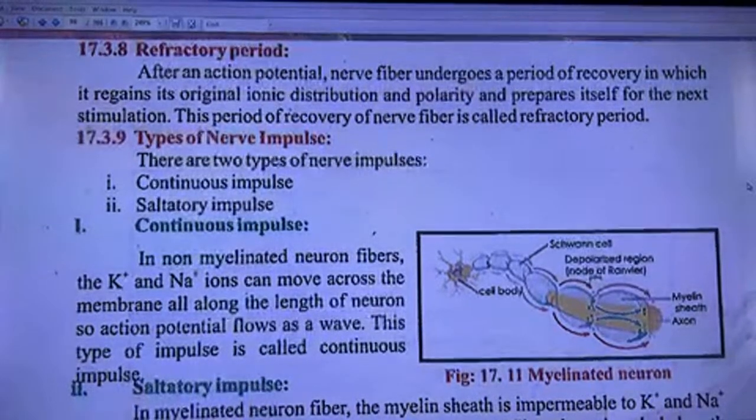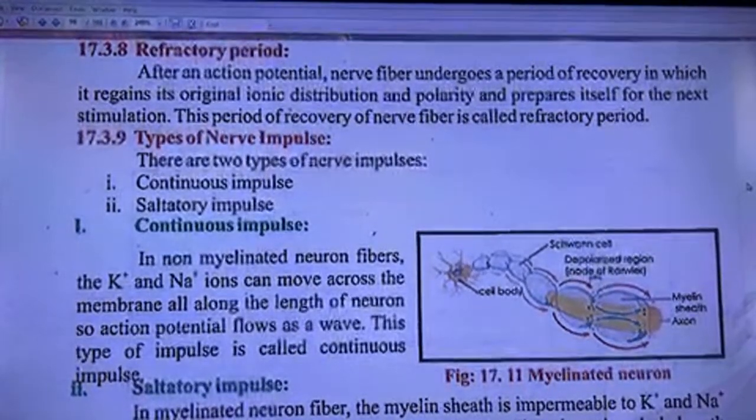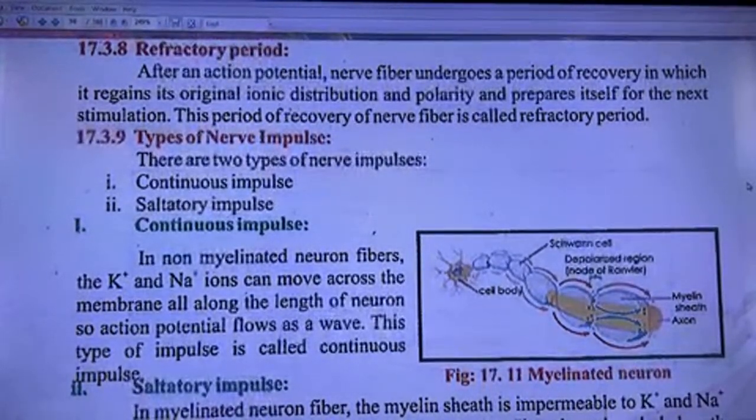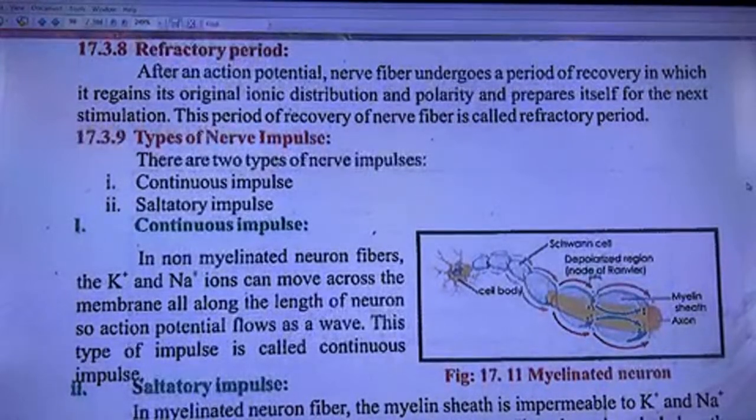Refractory period. After an action potential, the nerve fiber undergoes a period of recovery in which it regains its original ionic distribution and polarity and prepares itself for the next stimulation. This period of recovery of the nerve fiber is called the refractory period.